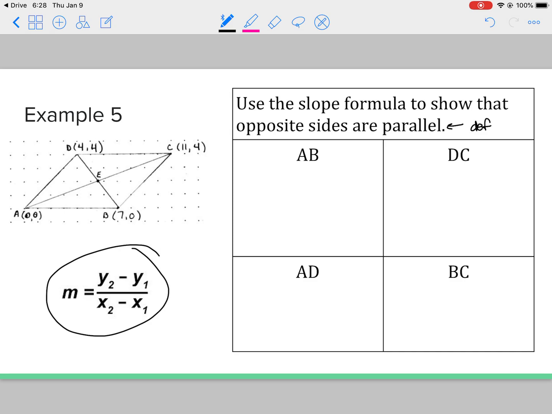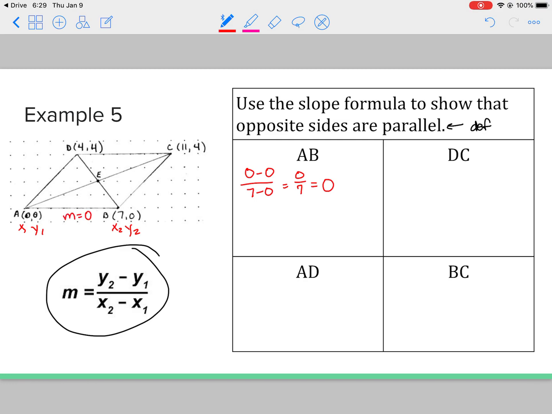So down here we have the slope formula. We're going to subtract our y's on top and subtract our x's on the bottom for each set of points. So starting with AB, whenever I'm finding slopes, I like to use the one on the left as x1, y1, and the one on the right as x2, y2. So as I set this equation up, it's going to be 0 minus 0 over 7 minus 0. So that'll simplify down to 0 divided by 7, which is 0. So the slope of side AB is 0.